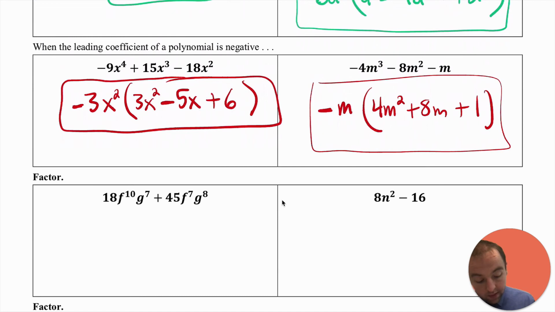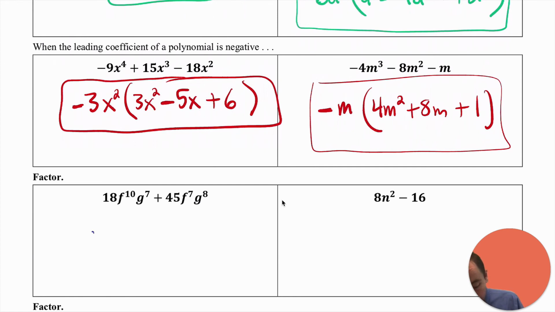So in this first example right here, you're going to see that you've got a little bit more stuff going on because you've got a couple variables involved in that term as well as in that term. So you got to start by just comparing the numbers. So 18 and 45 are both divisible by 3, also by 9, and I think 9 would be the greatest.